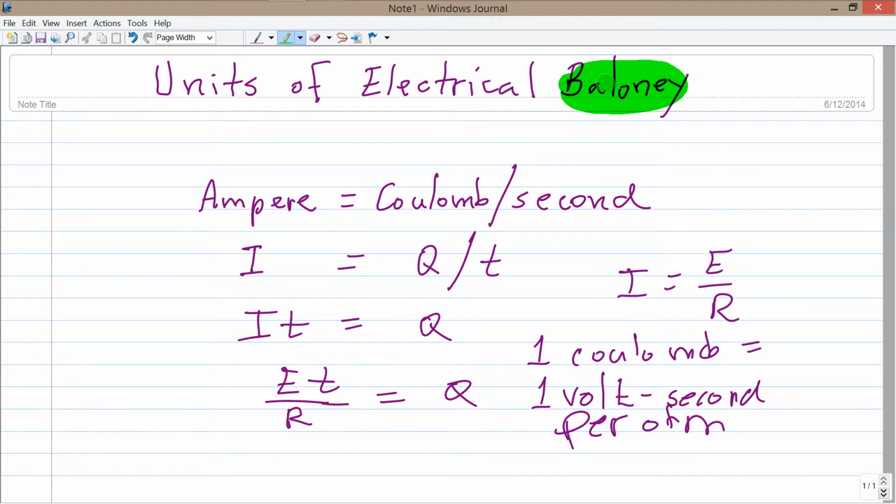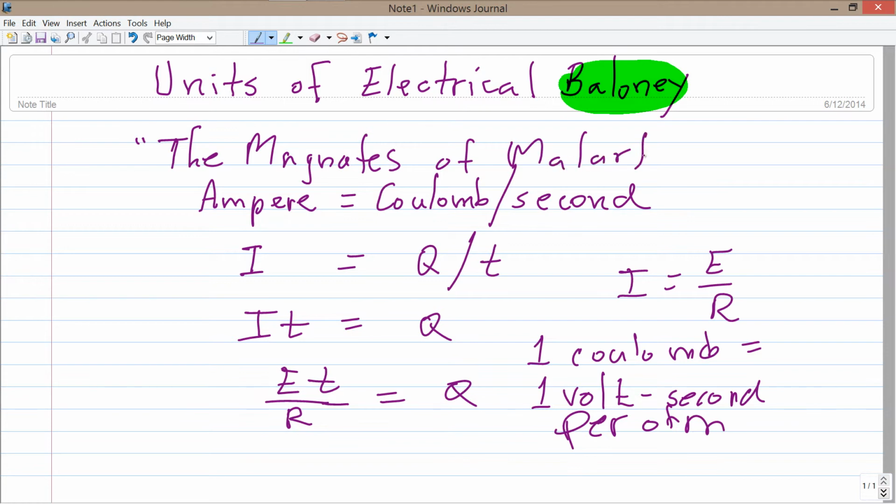Baloney. Go to my Authors Guild website. Google on this phrase: The magnates of malarkey. And you will find perhaps a much more socially apropos idea of baloney. Maybe we would call it social baloney. But that's all the gist of this.